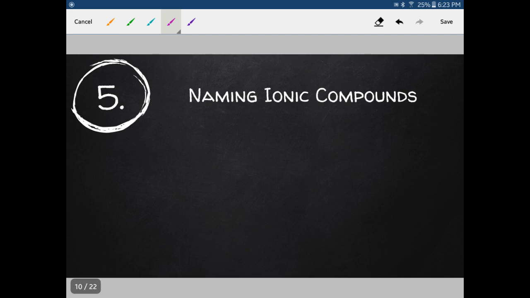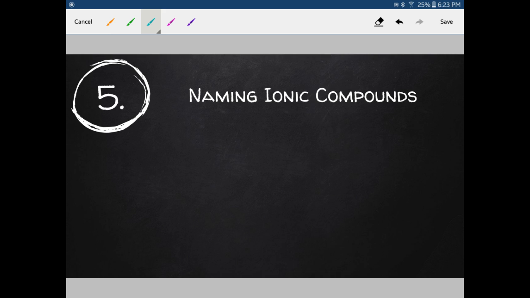So when we're going to name ionic compounds, we're going to take a look at a few different examples here. But there's a few things you need to keep in mind. We have to keep in mind if we're looking at a polyatomic ion. We have to keep in mind if we're looking at a multivalent element, meaning that there's more than one charge that we can be dealing with for that element. And we have to keep in mind also that we must have our cation first and then our anion in both the symbol and the name.